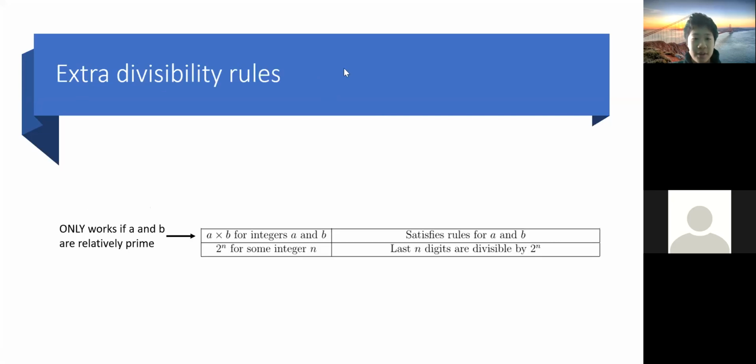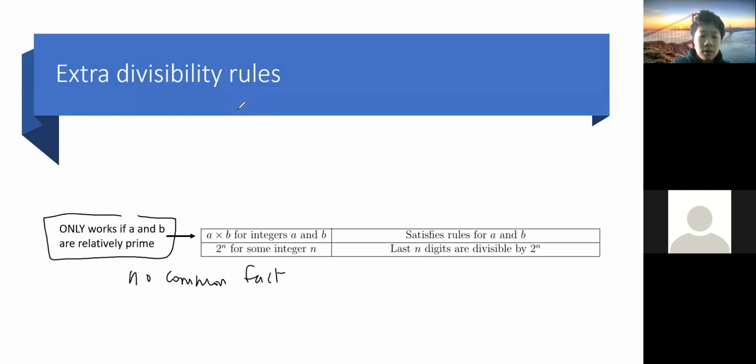So now we've got some extra divisibility rules. Here are these two. We have the divisibility rule for a times b. If we have a number that's a times b, we can factor it out to a times b, and a and b are relatively prime. This is critical. Then divisibility by that number, a times b, is the same thing as satisfying the rules for a and b separately. I didn't explicitly say this last time, but this is basically the idea. And what relatively prime means is no common factors other than 1.